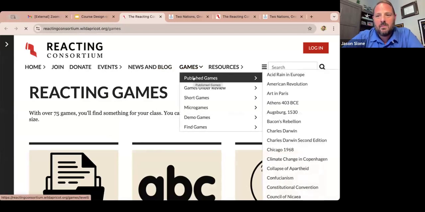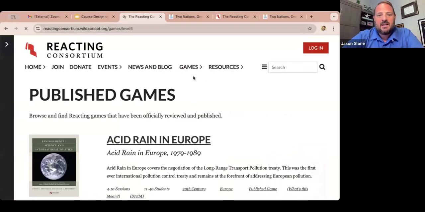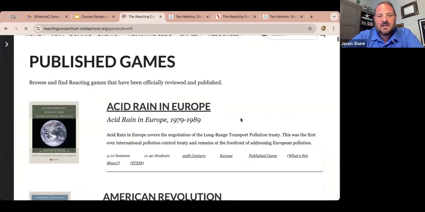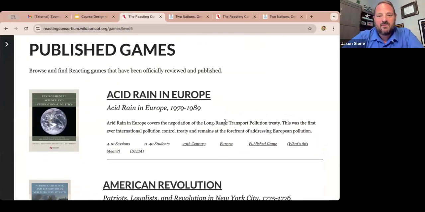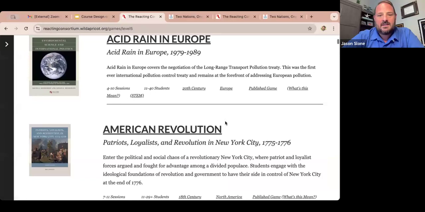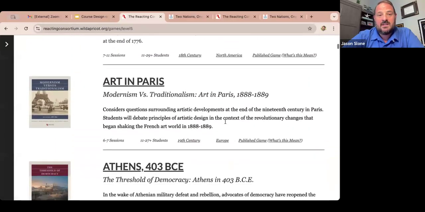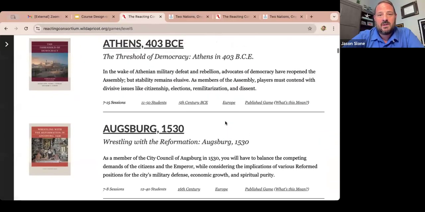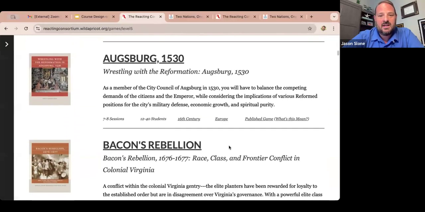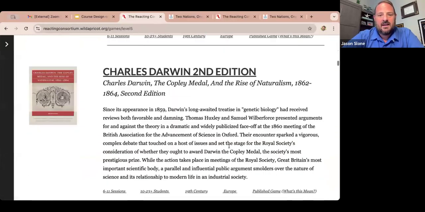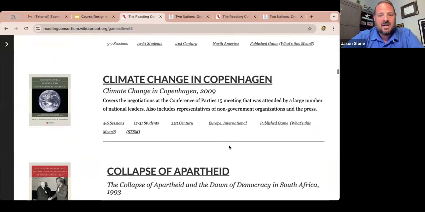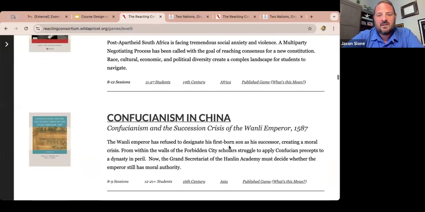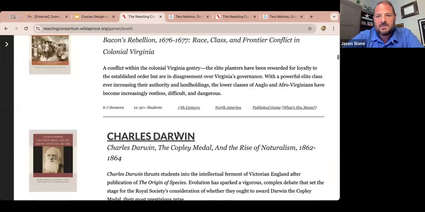Right now, there's a whole bunch of published games. These are games that have been played and vetted, and you can purchase them. They come with a game book for the students and a bunch of instructional materials that you will need as an instructor. They cover all different kinds of disciplines, as you can see. There's one on art, one on political science and philosophy, the Reformation, history of science, climate change, apartheid in South Africa, Confucianism in China. So there are all kinds of different games.